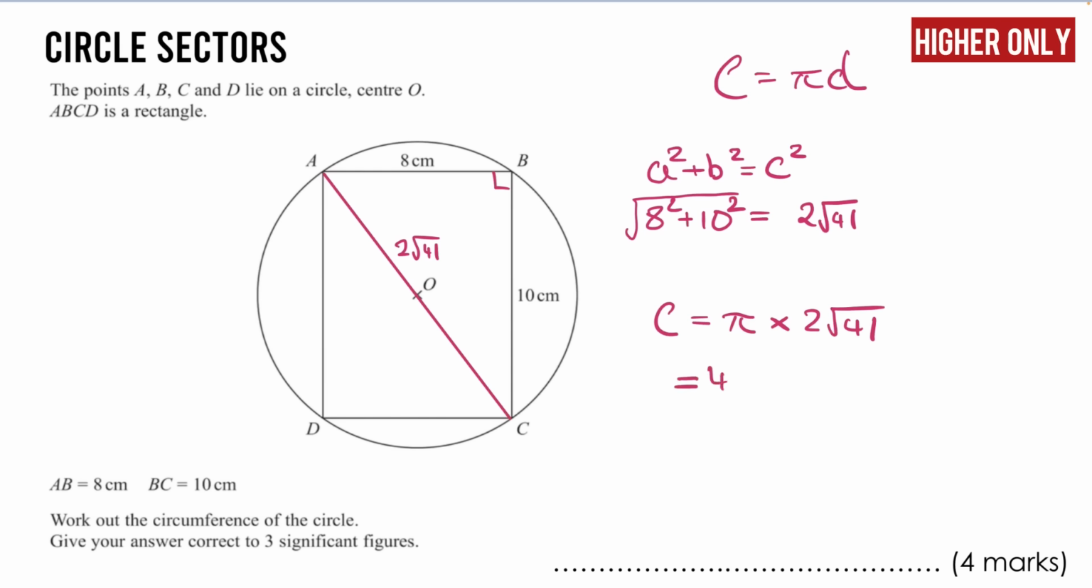It comes out as 40.23201613. And there we go, there is the circumference of the circle. It does ask us here to give it to 3 significant figures.